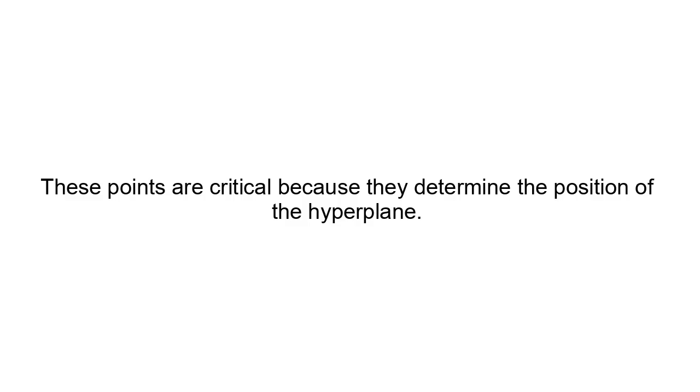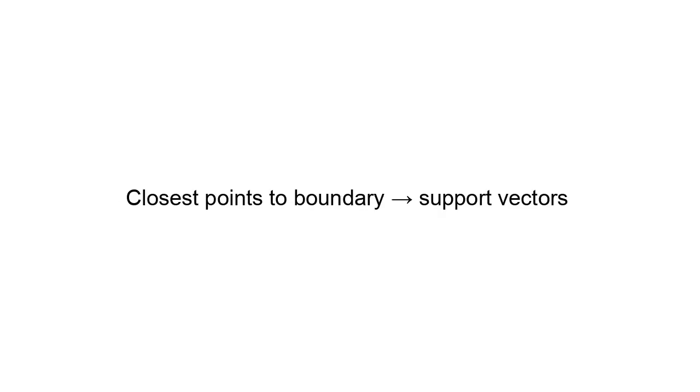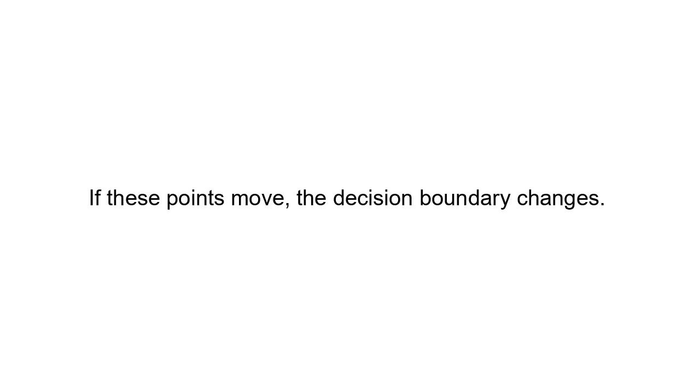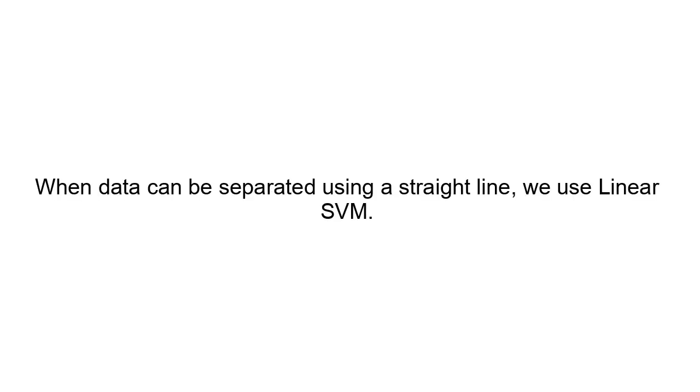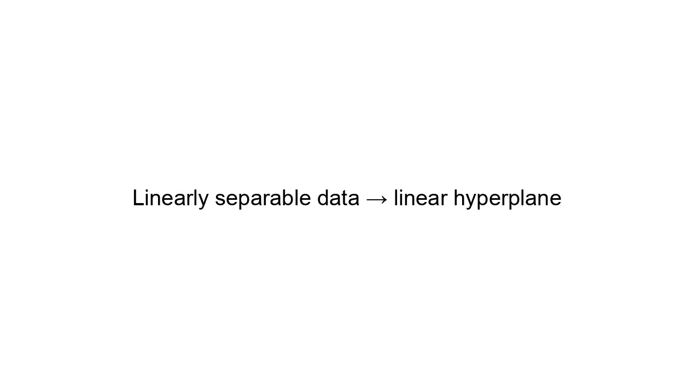Linear SVM. When data can be separated using a straight line, we use linear SVM. Example dataset: Feature 1, Feature 2, Class. 2, 3, A. 3, 4, A. 7, 8, B. 8, 9, B. Example concept: linearly separable data means linear hyperplane. Linear SVM works well when classes are clearly separable.